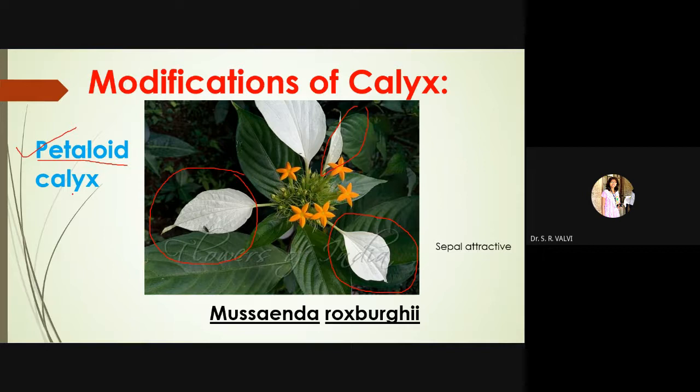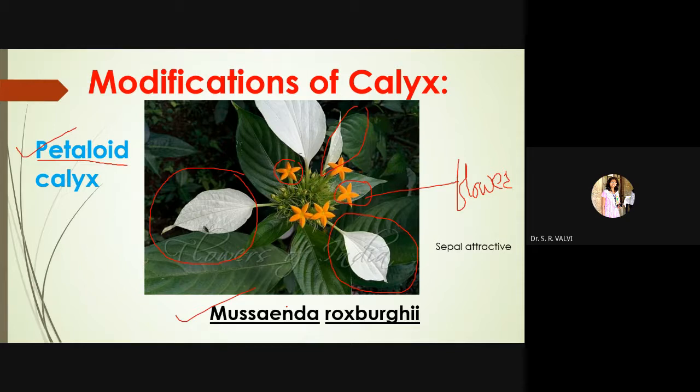Calyx. It's actually calyx, but it is modified into a larger structure which looks similar to a petal. So why does this modification happen in nature in the case of this Mussaenda plant? Because the orange colored ones are actually the flowers of this particular Mussaenda, and they are very tiny flowers. Insects have to visit these flowers.